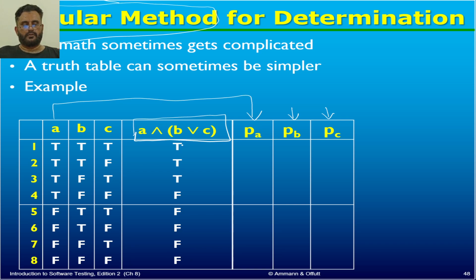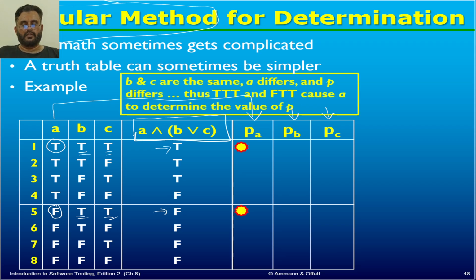So for A, if we want to make A active, then we need to find those rows where A's value changes from true to false. For example, if I look at this one and this one, I see that the minor clause values don't change, but the predicate changes. So here A is actually determining the value of the predicate. There you see B and C are the same, A differs and P differs, thus TTT and FTT cause A to determine the value of P.